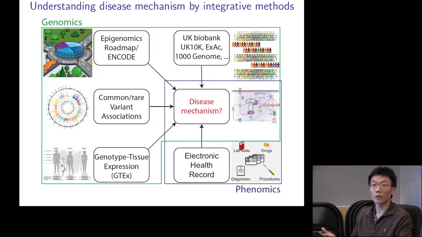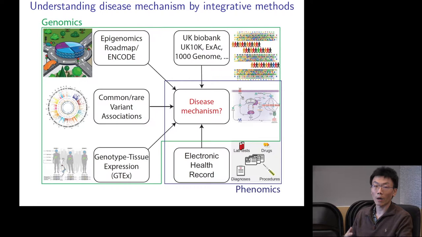And then there is another database, an assay of not only the genotype, but also the gene expression in different tissues. People call it the GTEx. Essentially, this is across about 48 different tissues for about 800 individuals, for postmortem types of tissues.